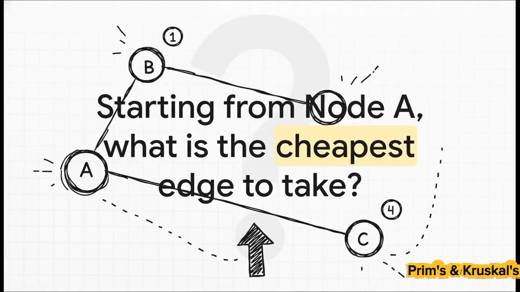All right, let's walk through our little example here. Let's say we start at node A. We look at our options. We can connect to node B for a cost of 1, or we can connect to node C for a cost of 4. So what's the cheapest first move we can make?